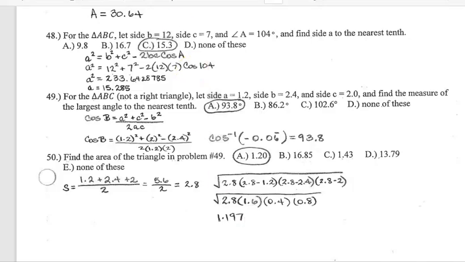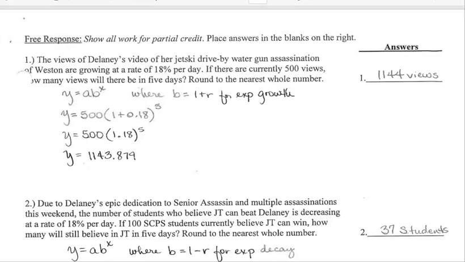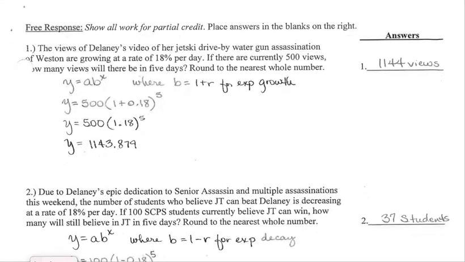All right, so now let's switch to our free response problems. For our free response problems, you want to be sure that you show all of your work so that you can get as much partial credit as possible. And there'll be plenty of space for you to do that, as you see here.